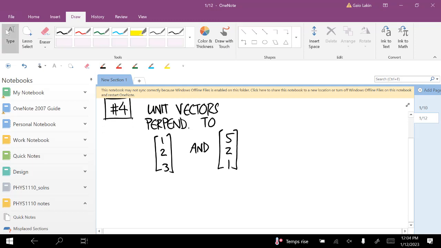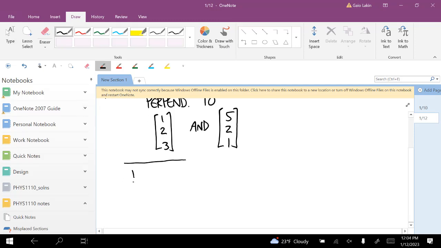Okay, so how would you do this? The key operation here is that taking the cross product of 2 vectors gives you a vector that's perpendicular to the 2 inputs. So you can take a cross product, you can do 1, 2, 3 cross 5, 2, 1. Your calculator can do that for you. I guess if you have an 89 or an Inspire, it can.